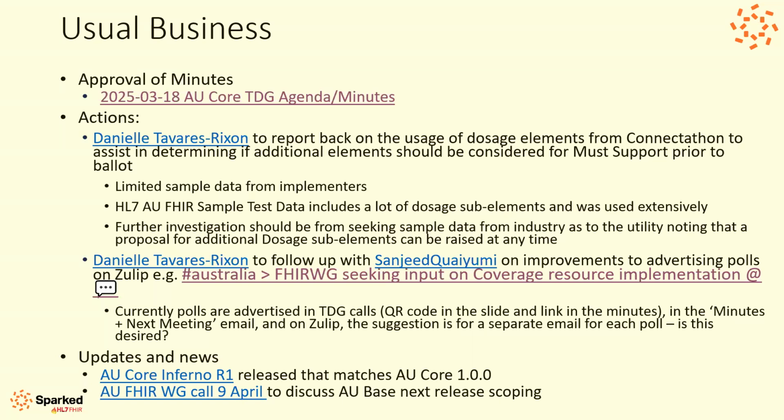So every time a poll is created, send out to the community, to the AU Core TDG, an extra email. So I want to question that in this meeting. Is that something that people would like? Would an extra email be excellent? Or are people going, no, that's just too many emails, I already find that you send too many emails. Is anyone happy to comment?